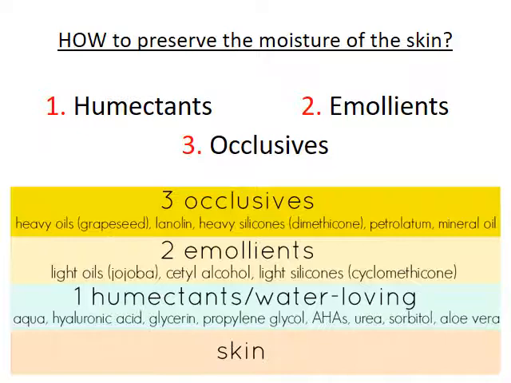Humectants, or water-loving substances, like water, hyaluronic acid, glycerine, propylene glycol, and several other substances. Emollients like oils, jojoba oil, cetyl alcohol, cyclomethicone. Occlusives like heavy oils. In occlusives, the substance is heavy, like lipids, like fats, heavy oils like lanolin, silicones, petrolatum, and mineral oil.